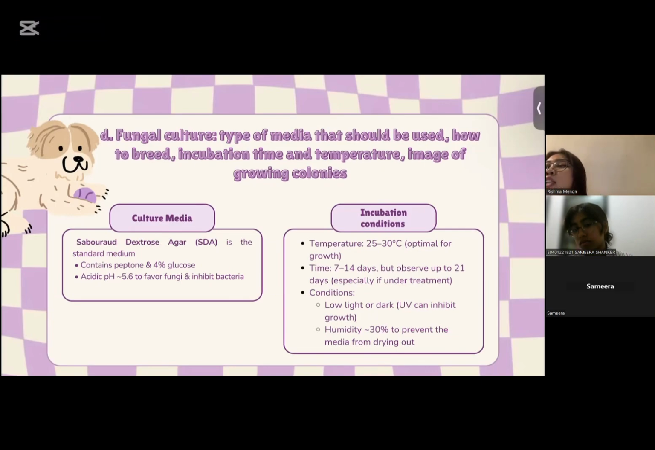The condition will be low light or dark, as UV can inhibit growth, and humidity is 30% to prevent the media from drying out.